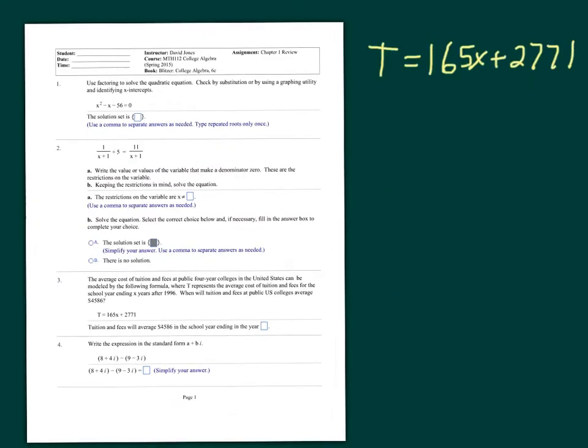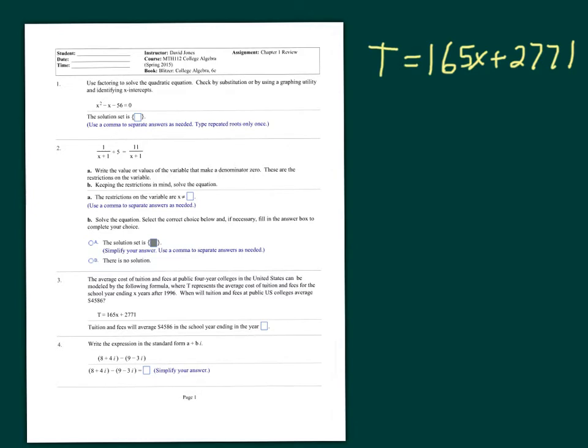Okay, number 3, the average cost of tuition and fees at public 4-year colleges in the United States can be modeled by the following formula, where T represents the average cost of tuition and fees for the school year ending x years after 1996. When will tuition and fees at public U.S. colleges average $4,586? So this T in that equation, T equals 165x plus 2771, T represents the tuition and fees. So it's asking, when will that be 4586?